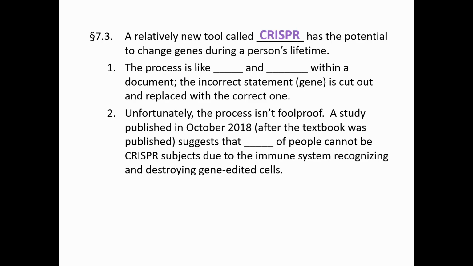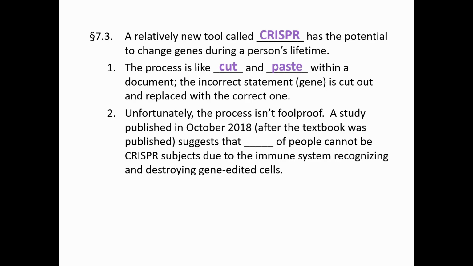There is a relatively new tool called CRISPR that has potential to really change things in a person's lifetime. This is something to keep our eyes on. CRISPR is a relatively new tool in that it did not really exist when I was in college. It was brand new when I was in school. So take that as you will. But it's kind of like a cut and paste, right? So we can remove a gene that is faulty, that maybe is causing disease, and then replace it with a gene that is functional. However, this process is still new. It's still being looked at.